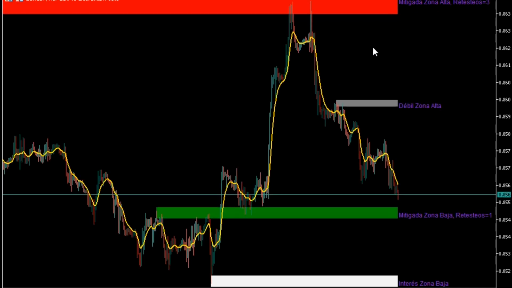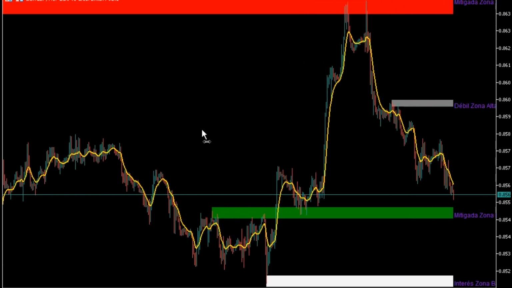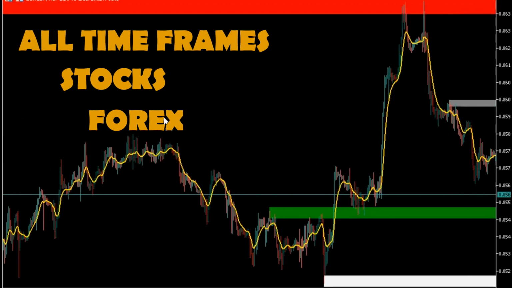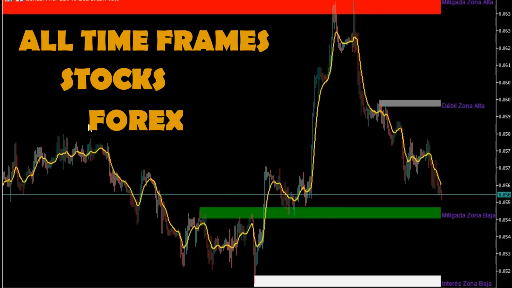So guys, you should get this indicator and try it yourself. It's so powerful. It works on all time frames, it works on stocks, it works on forex, it works on indices, but it's more powerful on the H1.